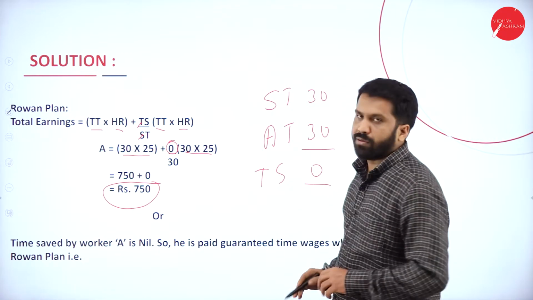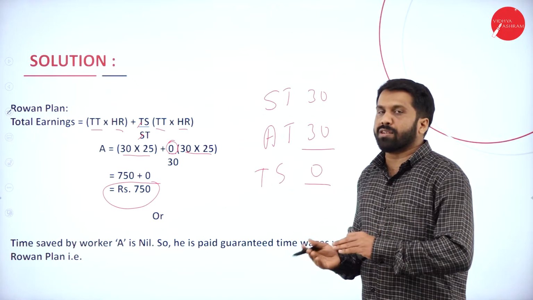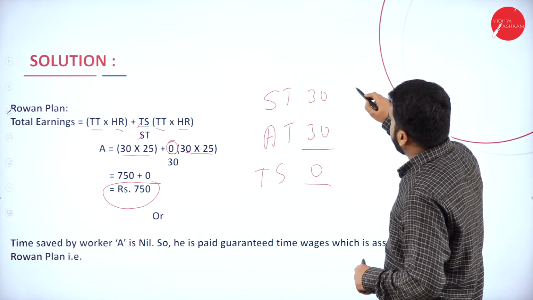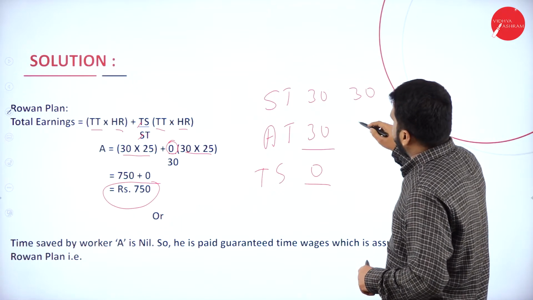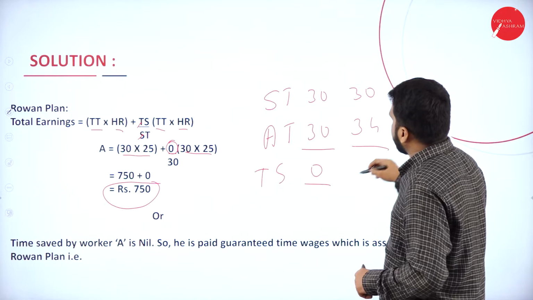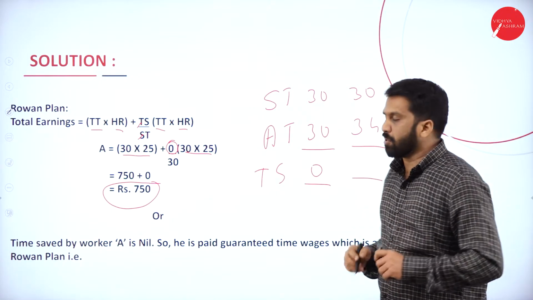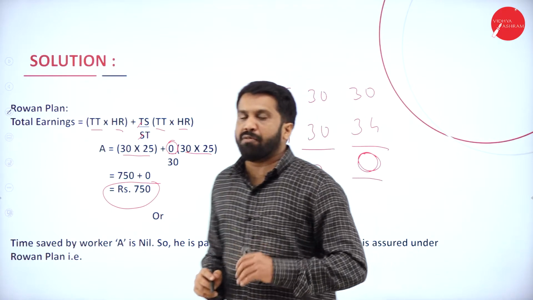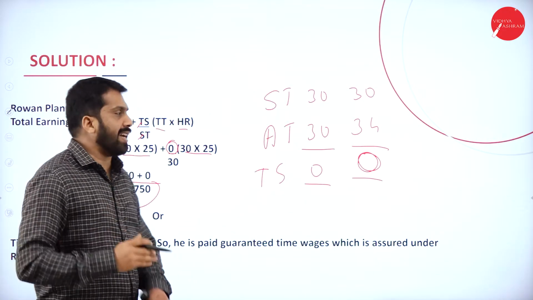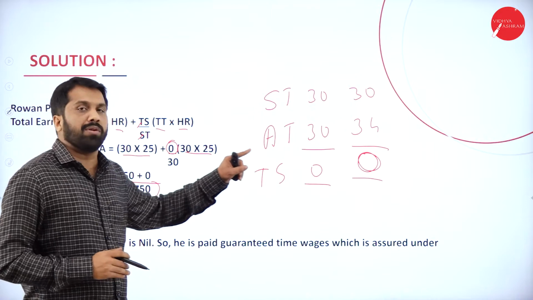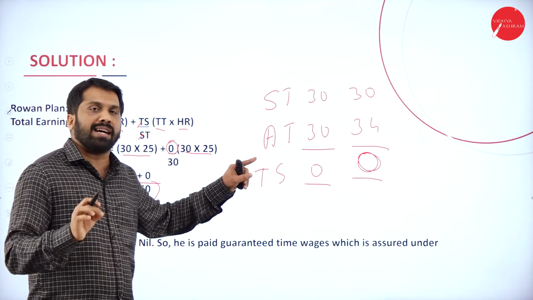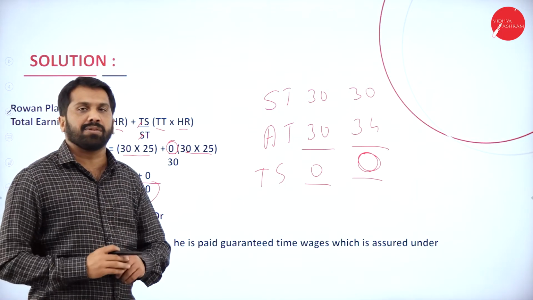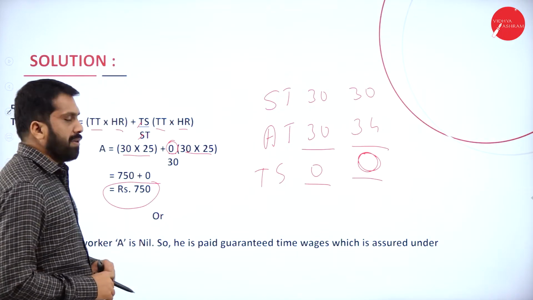So what is the time saved? It is 0. Now, the same situation, with small changes. Standard time is 30. Actual time taken is 34. What is the time saved? In this also, time saved is 0. Remember, if your time taken is more than your standard time, your answer will always be time saved 0. So these are the informations we have.